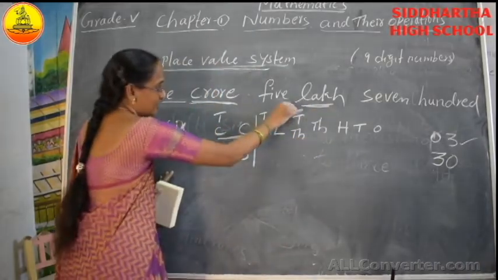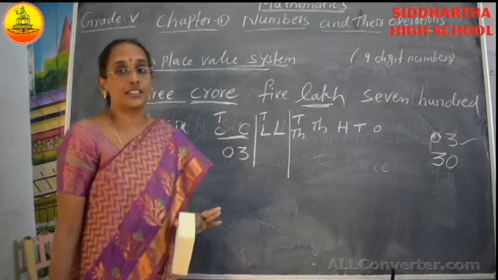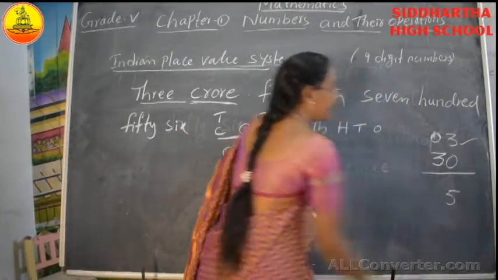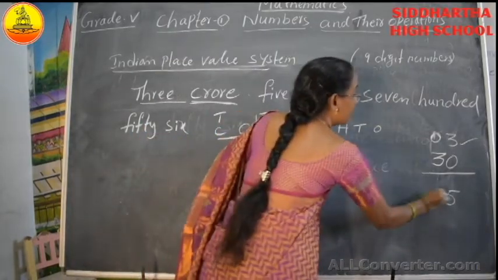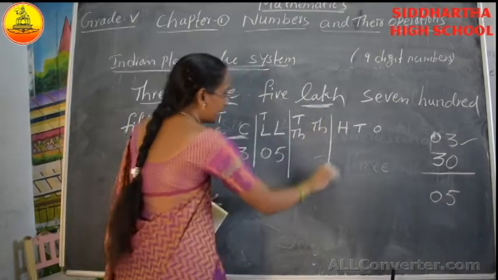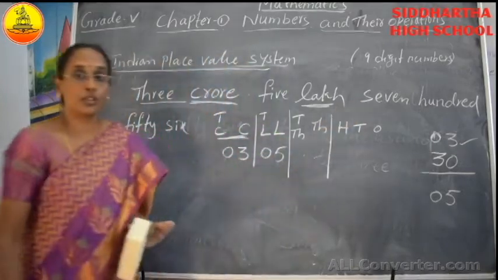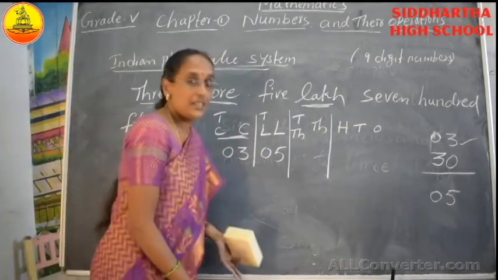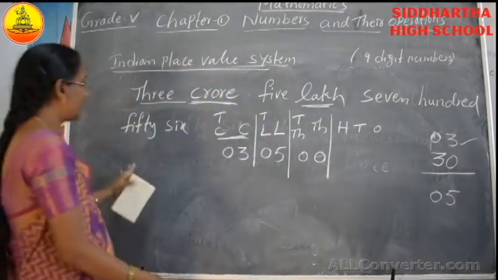Lakhs. Yes, see here, lakhs. How many lakhs are there? 5 lakhs. You want a single digit, so you write 0 before it: 05 lakhs. Now the next period is thousands. Is there any thousands period here? No, no number is given for the thousands period, so you write zeros.